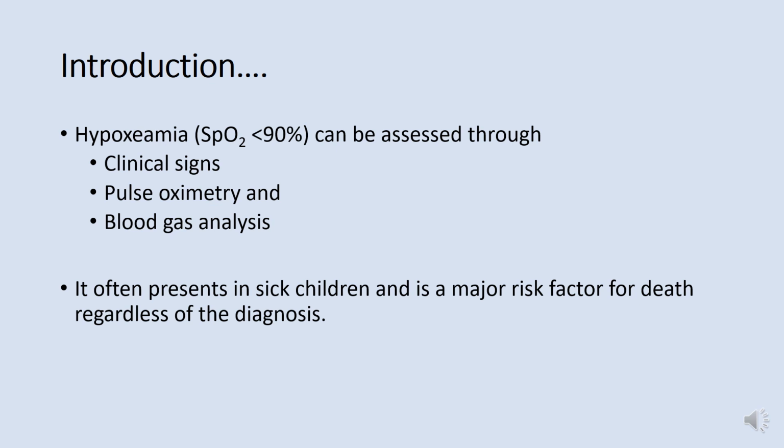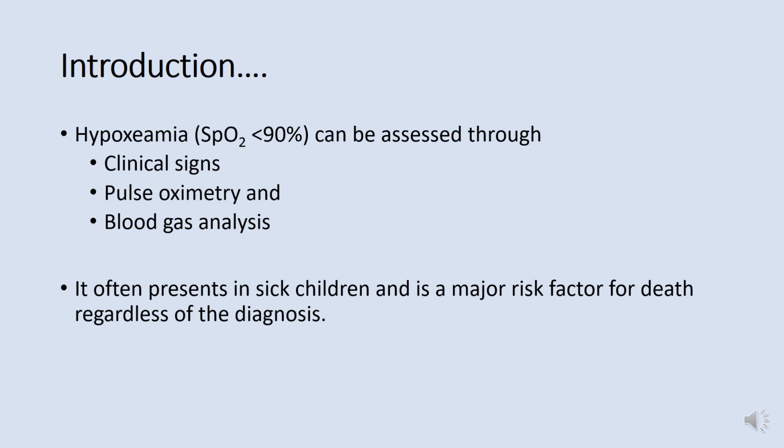So what do we mean by hypoxemia? Hypoxemia only refers to oxygen saturation of less than 90%. And this state can be assessed clinically by clinical signs. So we will have signs that suggest hypoxemia because the child will be having compensatory mechanisms in place. And when they're compensating, we will see certain signs that will help us know that this child is compensating. And the only reason they could be compensating is because their oxygen saturation is not optimal.